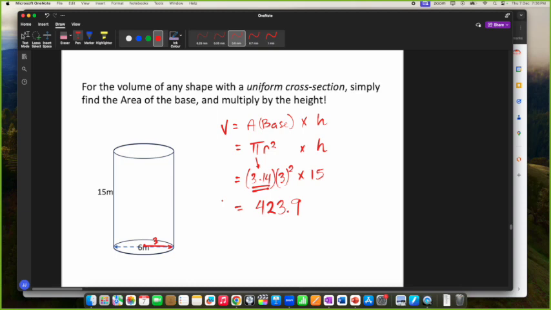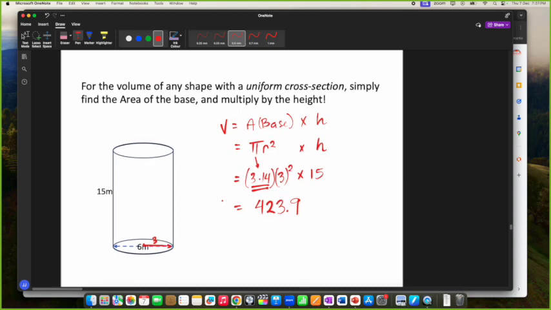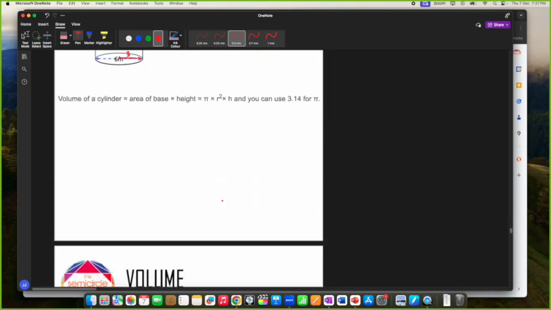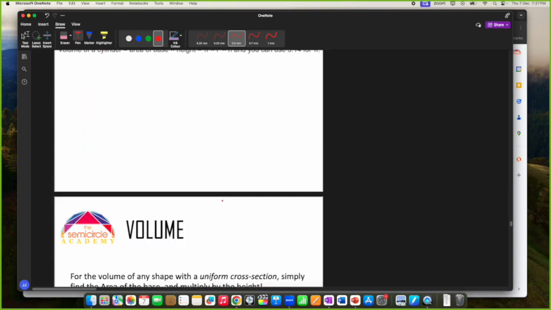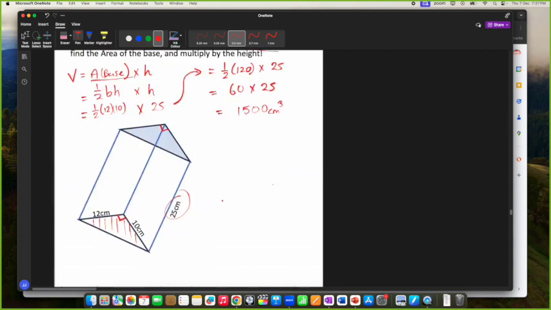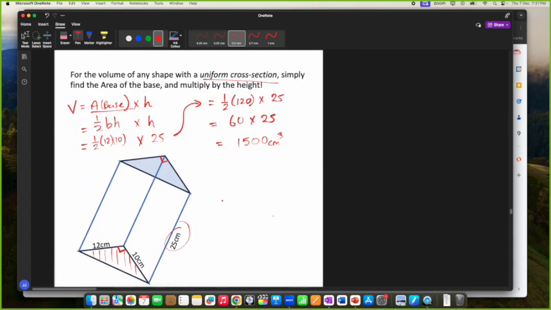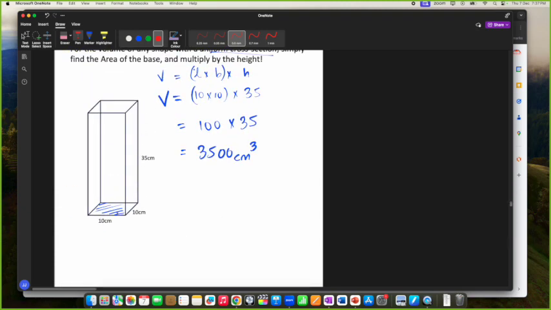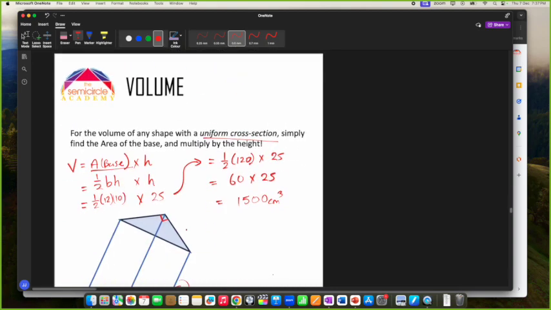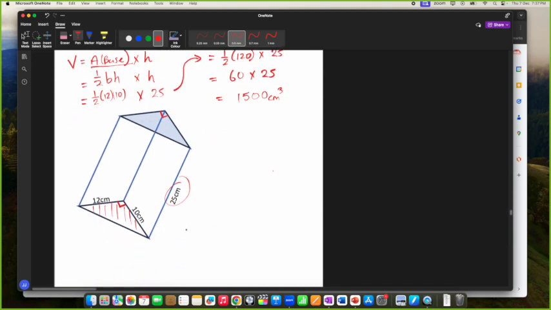Any questions on this? Now that is essentially volume. The volumes that you will get in your exam should be the volumes of objects that have uniform cross section. And when they have a uniform cross section, you just find the area of the base and multiply it by the height, and you will get the volume.